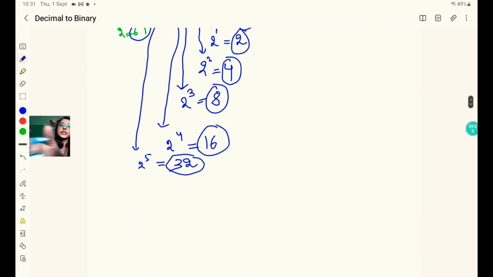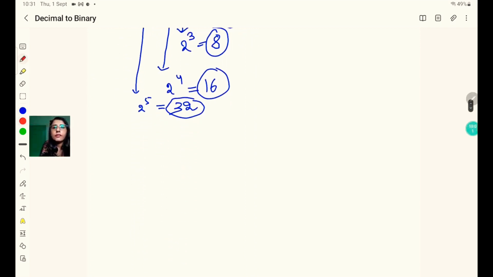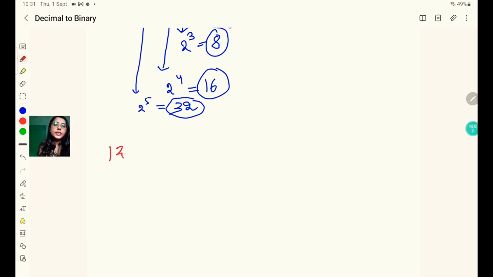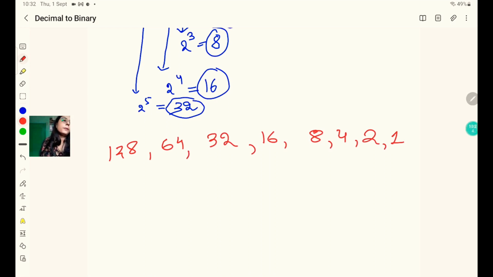Now you are wondering what I am talking about. So if I write these weightages one after another in this way, you can write 128, then 64, then 32, then 16, then 8, then 4, then 2, then 1. These are the weightages, right? Suppose you want to make any decimal number. Suppose I am going to write 10, base 10.